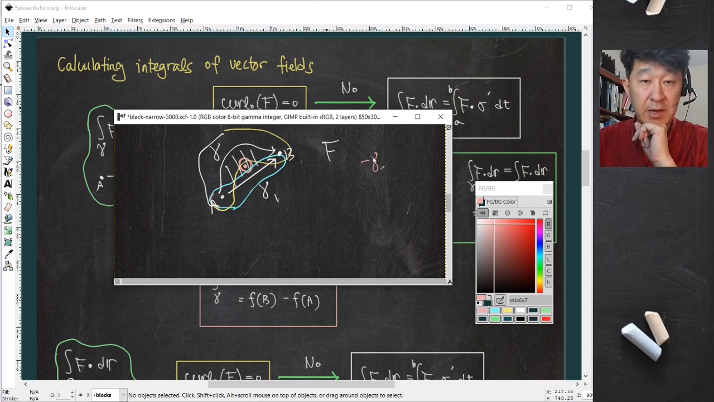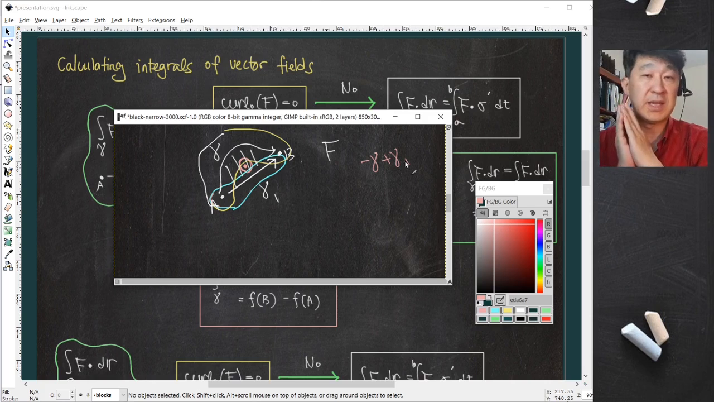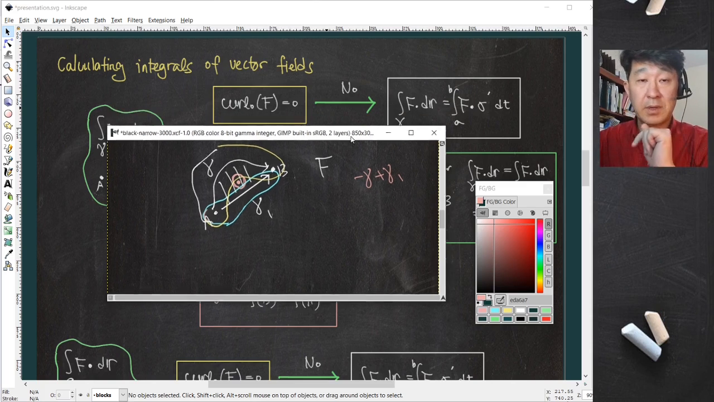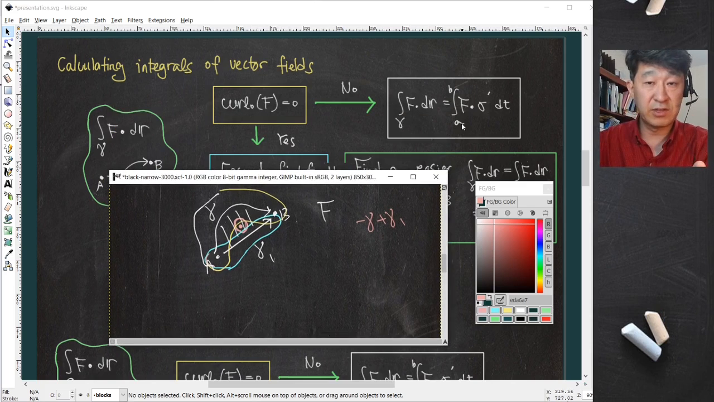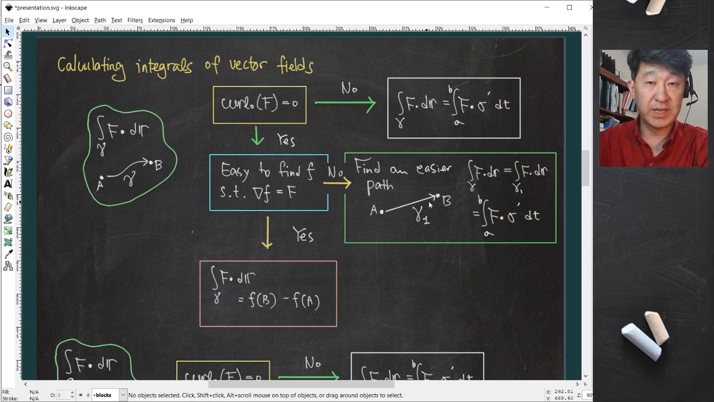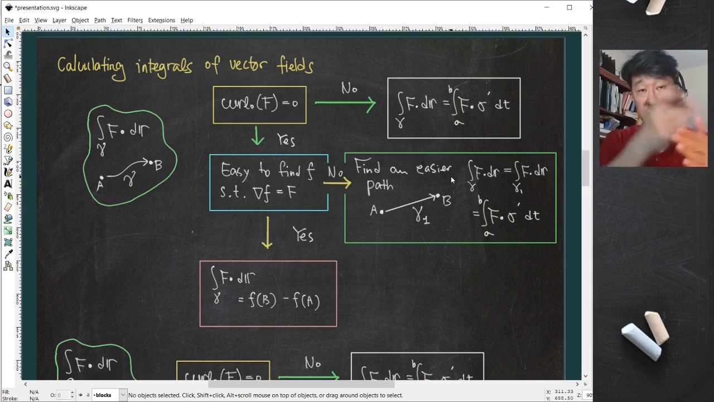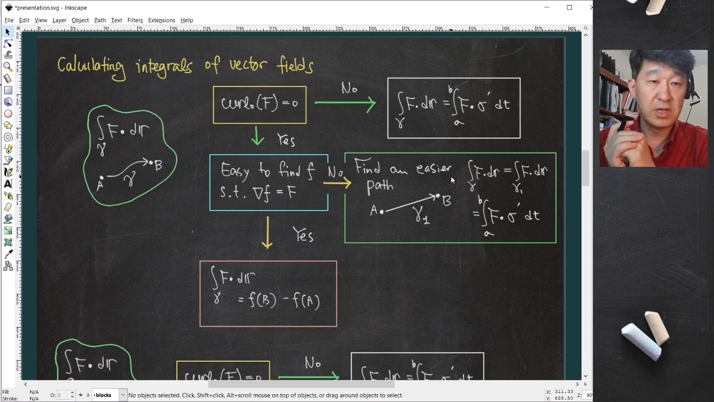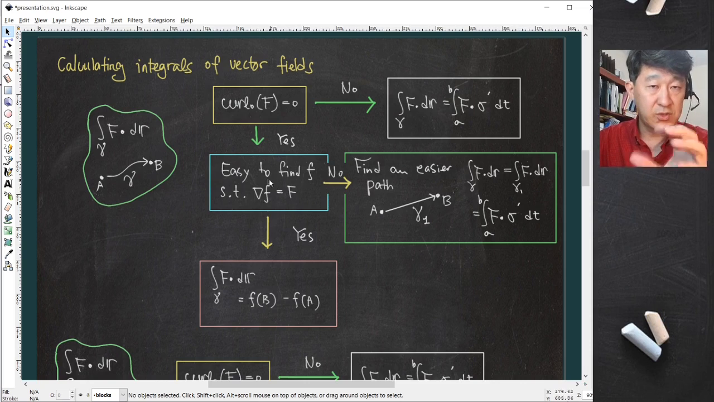Let's say negative gamma plus this gamma 1, in that case, is oriented counterclockwise to this region formed by these two curves and gamma 1. We cannot apply Green's theorem to that part. So this whole thing relies on Green's theorem so that you can replace this thing. Sometimes the vector field is undefined in there, but still it turns out to be the same. That's a different discussion.